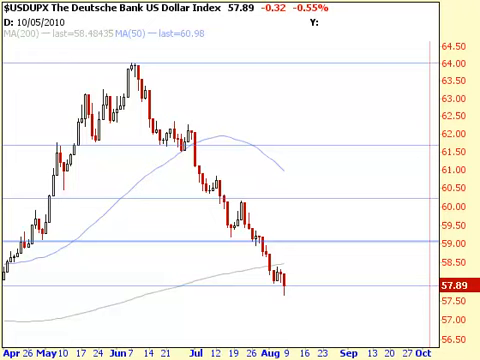What I wanted to do tonight is just go over a couple things using Fibonacci's mainly, and also recap a couple of charts that I think are really interesting over the last couple of weeks and months. I'm going to start off here on the US dollar index from Deutsche Bank.